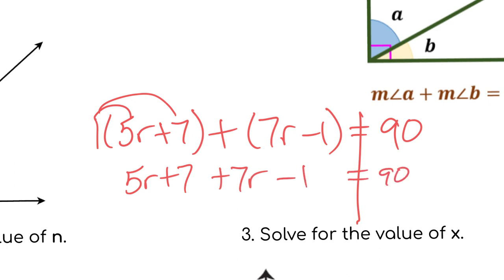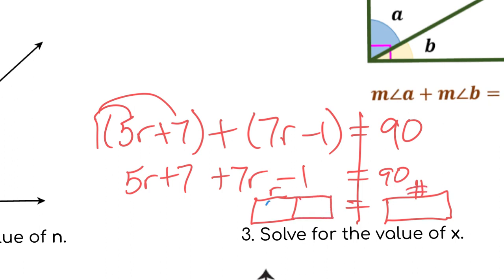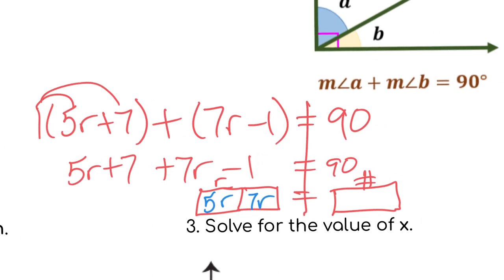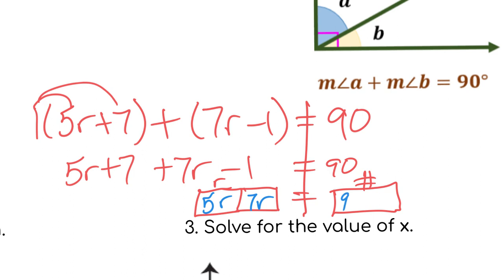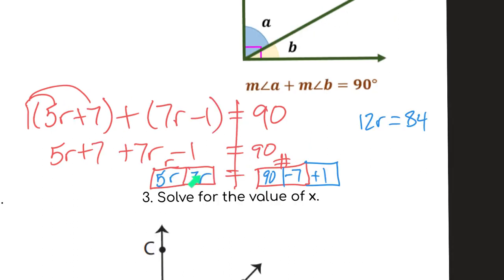From this point, we're going to use the boxes. We have our r box and our number box. In our r box, we have a positive 5r already on this side and a positive 7r on this side. In the number box, we already have a positive 90 on this side, but we also have to move over the 7, which changes to a negative 7, and the 1, which changes to a positive 1. When I add up 5r plus 7r, it gives me 12r. I combine these numbers, which gives me 84. My last step is to divide by 12, so r equals 7.